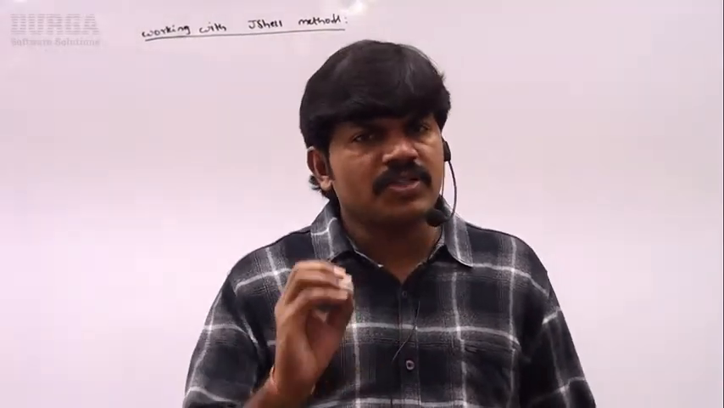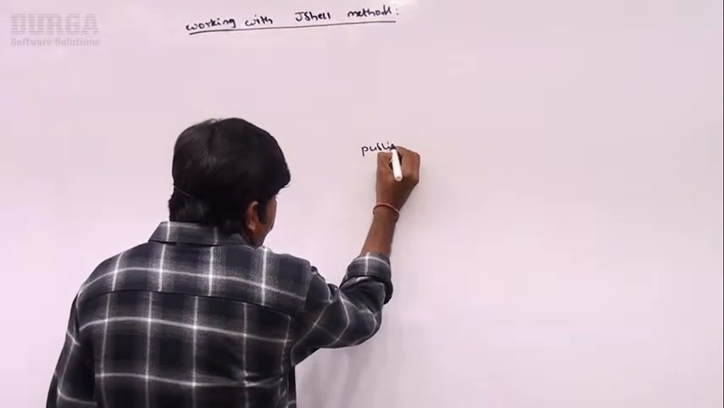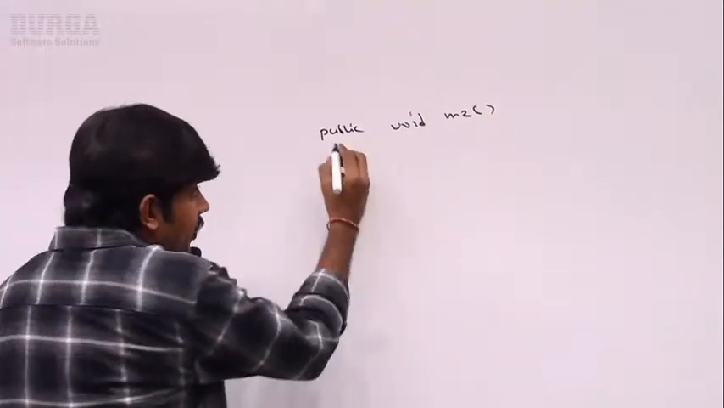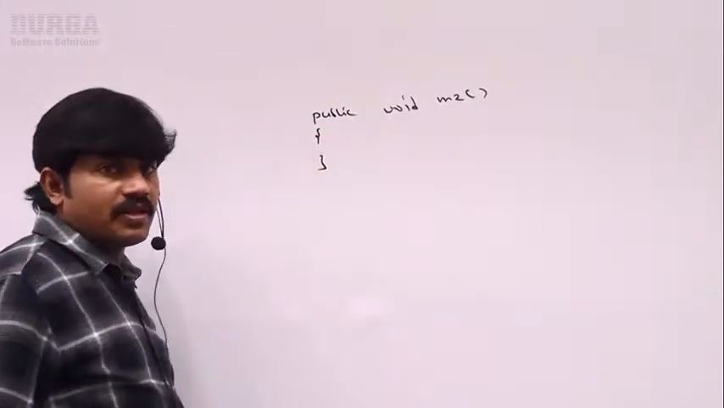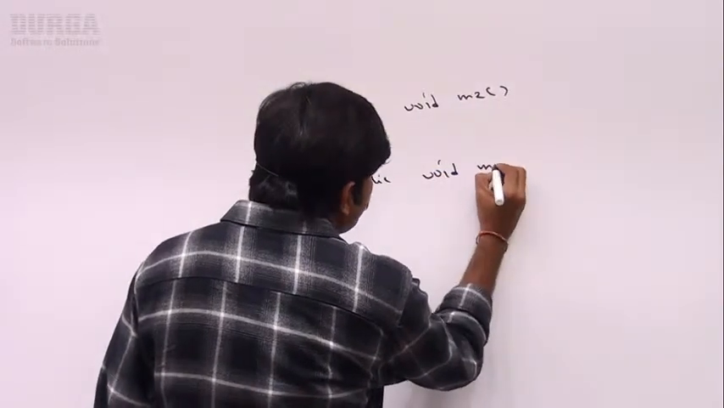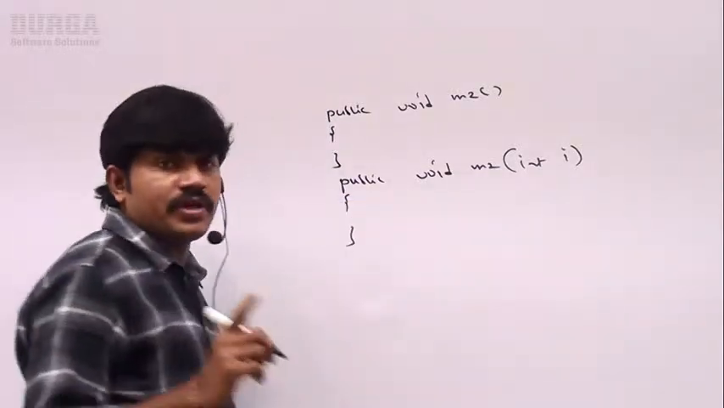But here one small thing you people should be aware of. Sir, can I declare multiple methods with the same name but different arguments or not? Yes, why not? Suppose you can declare public void m2 method. One method m2. Sir, another method public void m2 of int I.